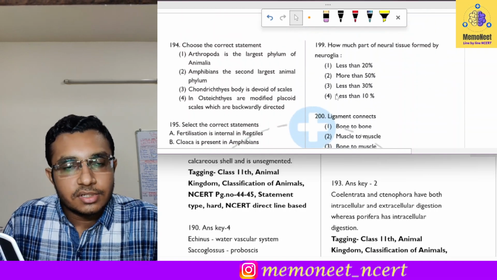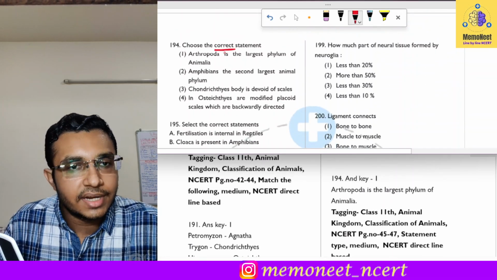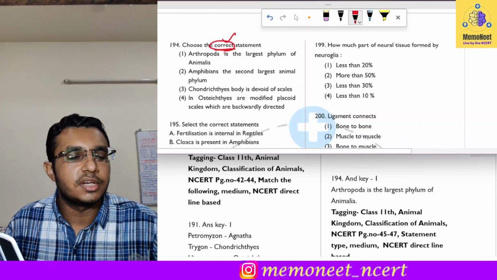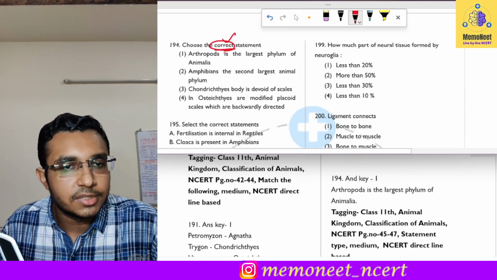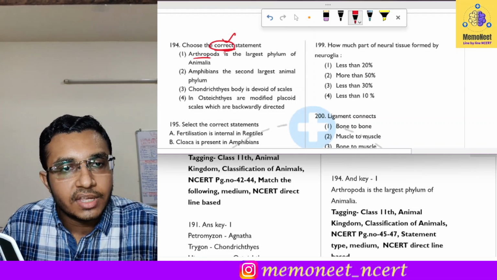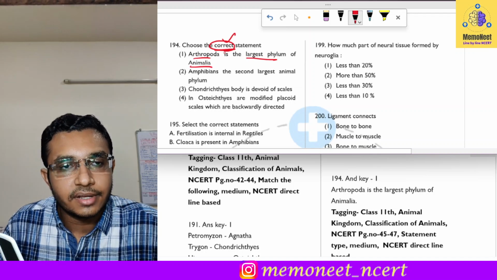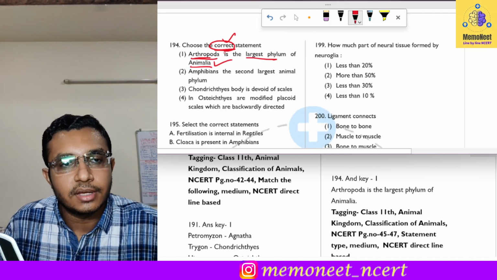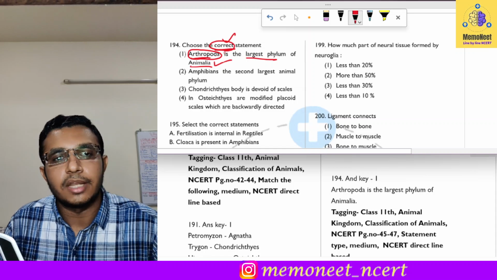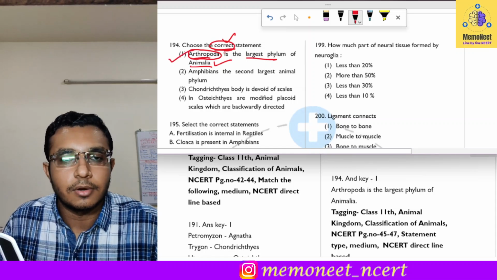The next question is question number 194. It states that choose the correct statement. So among the following 4 statements, we have to identify which of them is the correct one. The first one is, Arthropoda is the largest phylum of Animalia. Is this statement correct? Yes, this statement is absolutely correct. The largest phylum of kingdom Animalia is phylum Arthropoda. Therefore, the correct answer of this question is option 1.